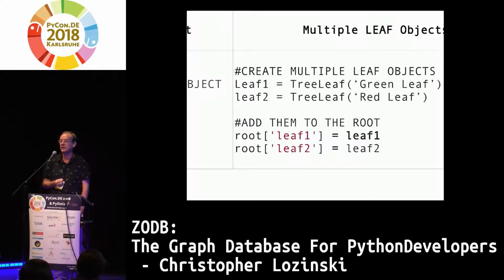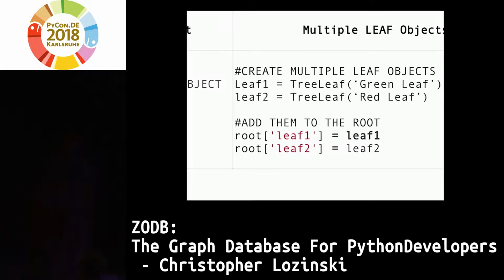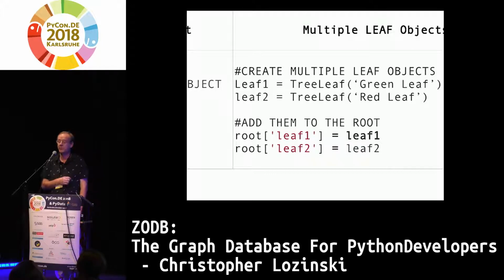So here we create 2 leaf objects, and we add them both to the root. So we have root of leaf 1 is leaf 1, and root of leaf 2 is leaf 2. So very simple application, 3 nodes.